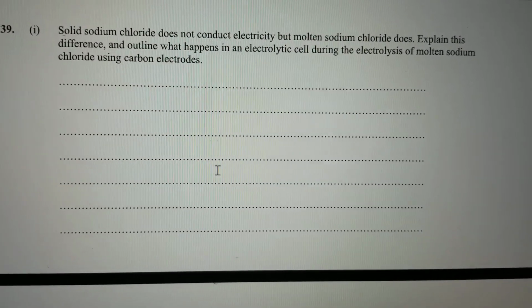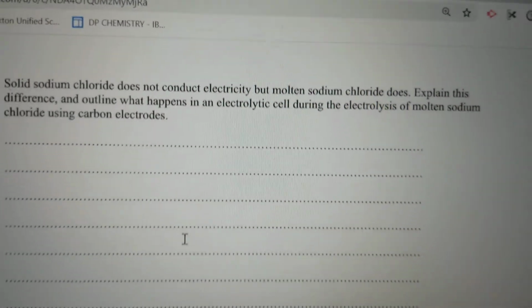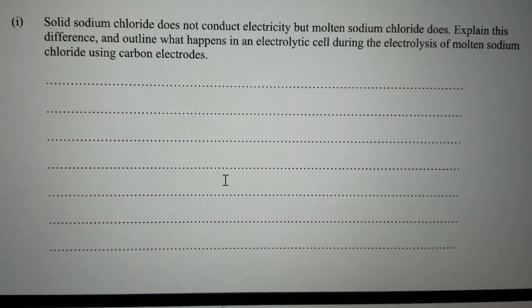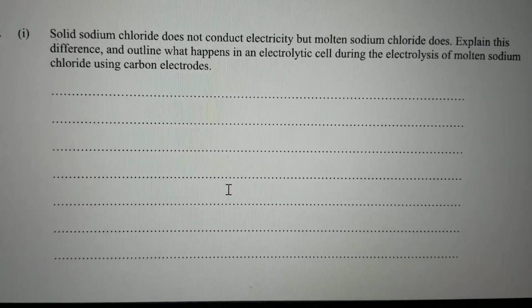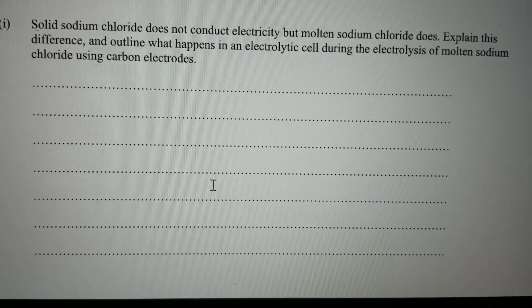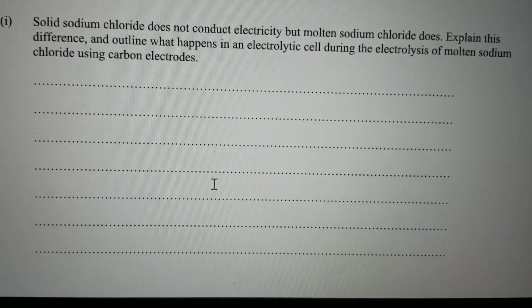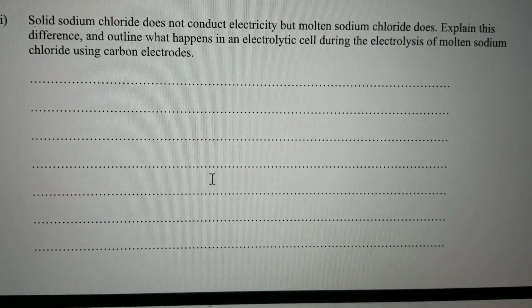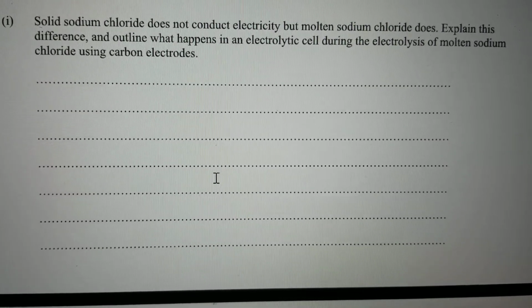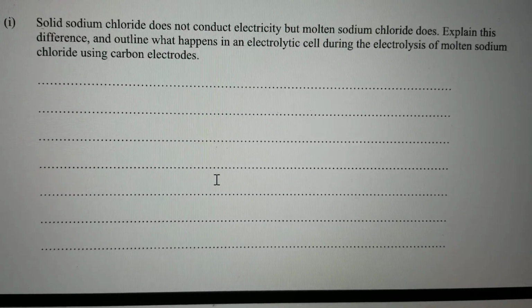Now, if it's molten, the word molten means melted. If it's melted, then the ions are free to move around, and therefore they are able to conduct electricity. Okay? Then it asks you to outline what happens in an electrolytic cell during the electrolysis of molten sodium chloride using carbon electrodes. So the carbon electrodes are going to be the inert electrodes we talked about. Remember, inert meaning that they are not very reactive at all.